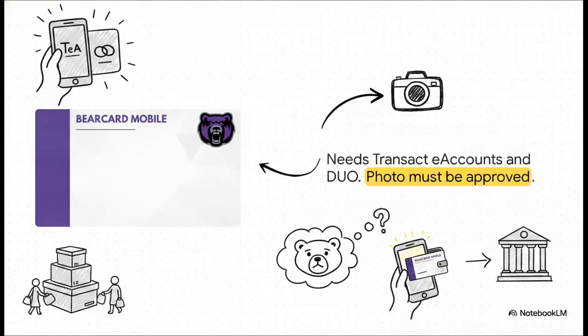Okay, first things first. Physical IDs? Yeah, they are officially a thing of the past. All UCA photo IDs live on mobile phones now. To get this set up, students absolutely have to download 2 essential apps, Transact e-accounts and Duo. But wait, before they can even add that shiny new BearCard to their digital wallet, they have to get their photo approved. So, if a student is standing in front of you confused about why their digital wallet is completely empty, asking if their photo has been approved is literally your very first troubleshooting step.